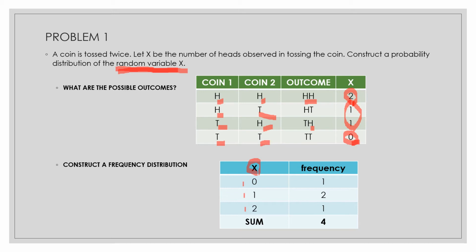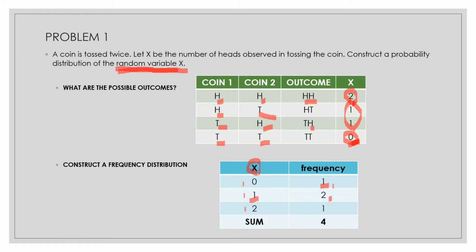Frequency means ilang beses nangyari yung 0 sa ating experiment. Kung titingnan natin sa ating table, isang 0 lang yung lumabas, o isang beses lang lumabas si 0. Therefore, our frequency for 0 is 1. Next, if x is equal to 1, based from our table, 1 came out twice, or 2 times na may 1 dito. So there are 2.